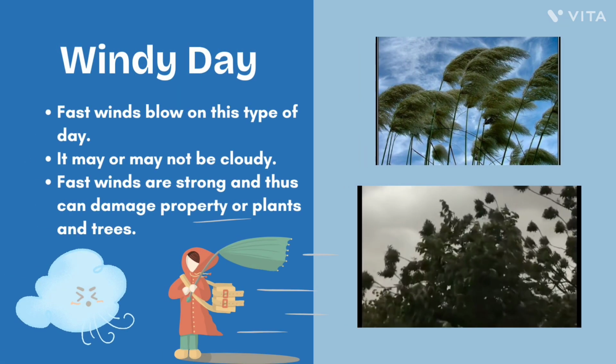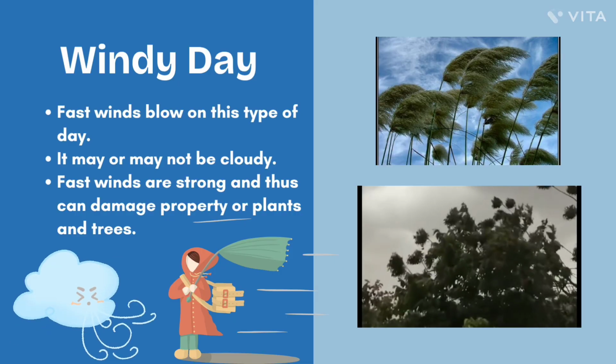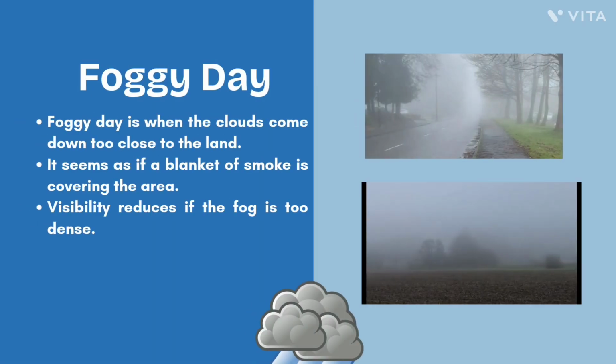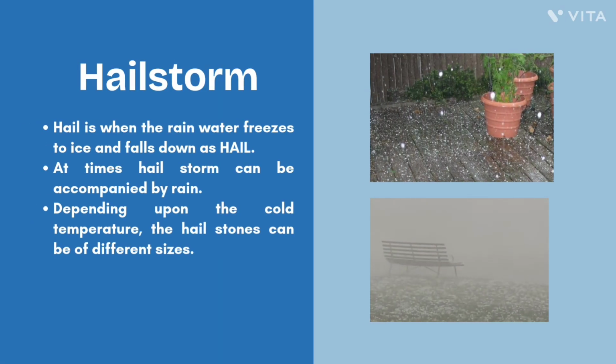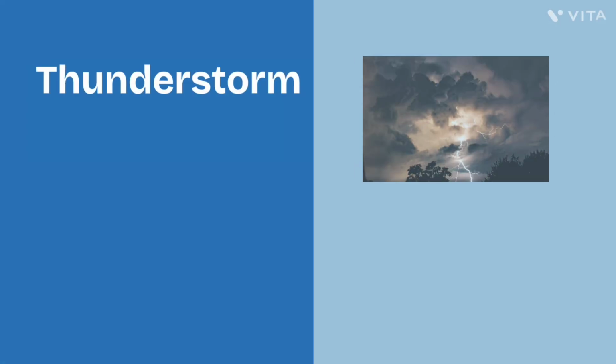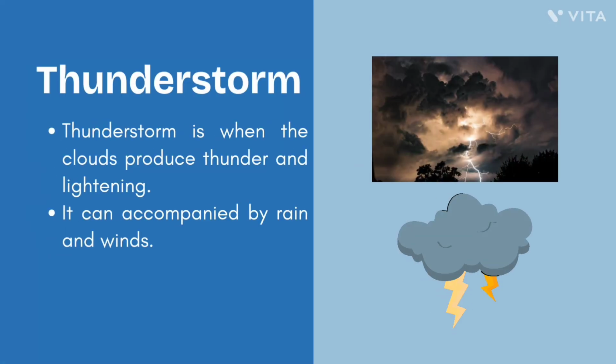Windy day, fast winds blow on this type of day. A foggy day is when the clouds come down too close to the land. Hailstorm is when the rainwater freezes to ice and falls down as hail. Last is the thunderstorm, when the clouds produce thunder and lightning.